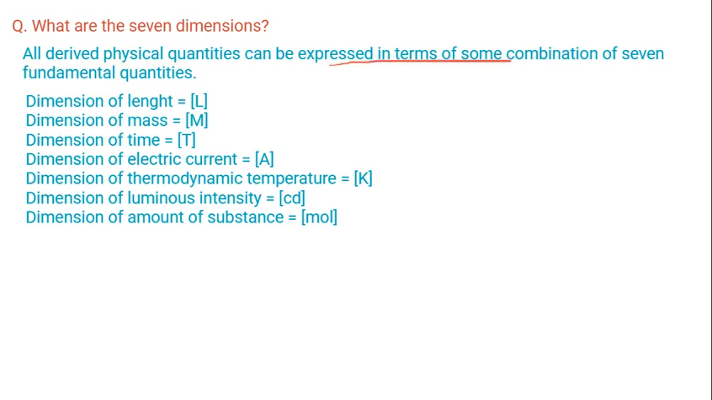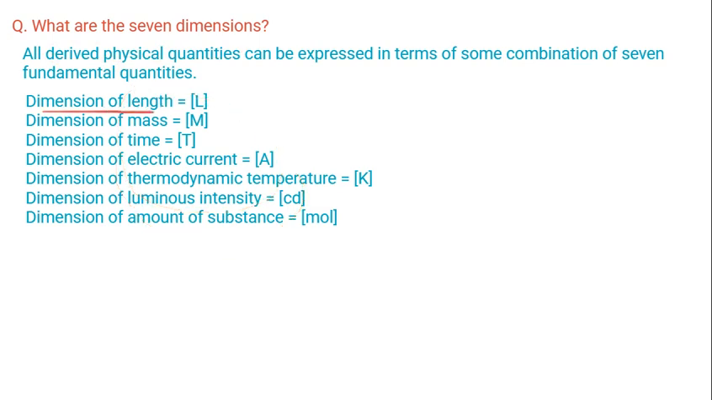So similarly, all the derived quantities whose dimension can be expressed in some combination of the 7 fundamental quantities are known as your derived physical quantities. Okay, so the dimensions of these derived physical quantities depend upon these 7 fundamental quantities.